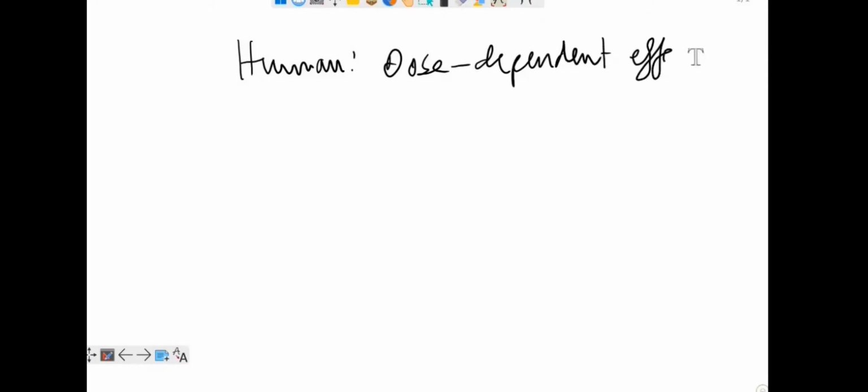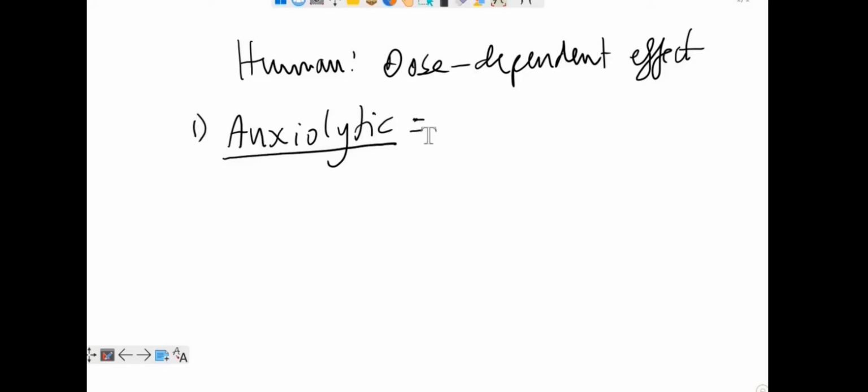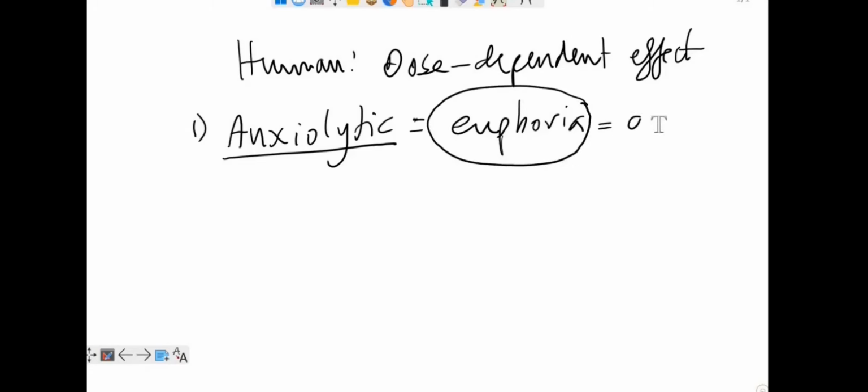In small doses, they can produce anxiolytic effect. This anxiolytic effect is the feeling of calm and sedation, usually accompanied by euphoria. Euphoria, feeling of well-being, feeling of happy. Usually, this euphoria is the main cause of dependence on this group of drugs, as we will see in a few minutes.